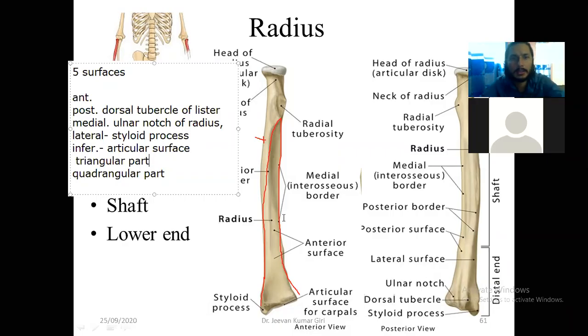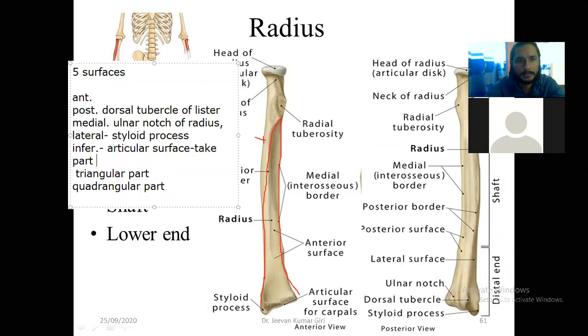Okay, so I'll write here. This surface is articular and takes part in formation of the wrist joint. In this inferior surface, two areas you will find: one triangular area laterally and the quadrangular area medially. The triangular part articulates with the scaphoid bone, whereas the quadrangular part articulates with the lunate bone. And the triangular area is for the scaphoid bone. Okay, are you getting it here?